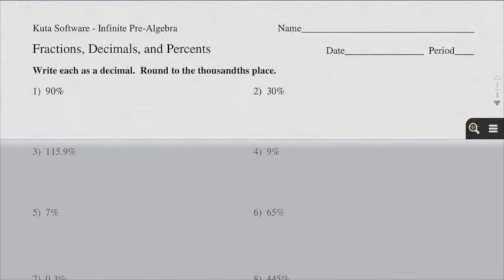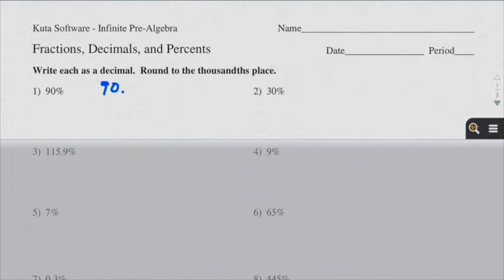So what we want to do is write that 90 by itself and keep in mind where the decimal is. If it doesn't show a decimal, it's always at the far right side. What the percent sign does is move the decimal to the left 2 places, and the reason it does that is because a percent means out of 100. So 90 out of 100.